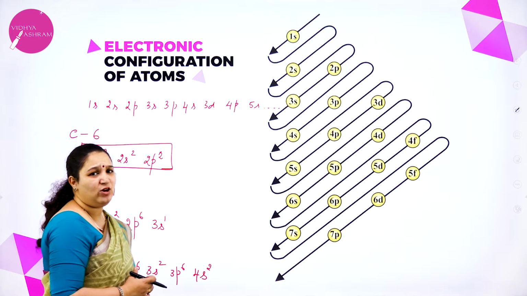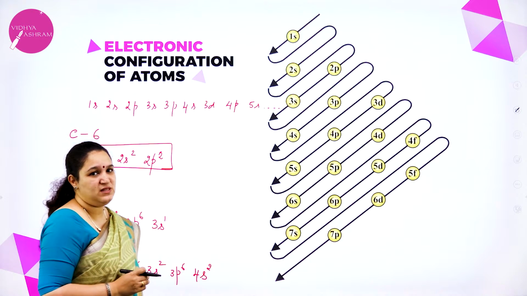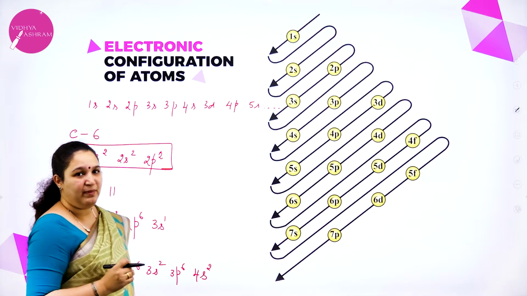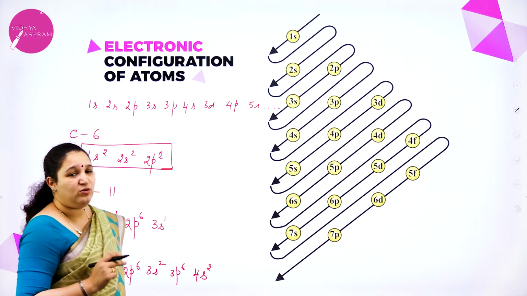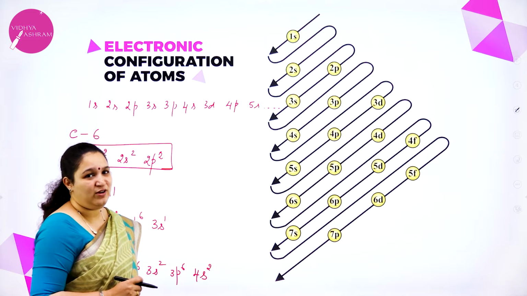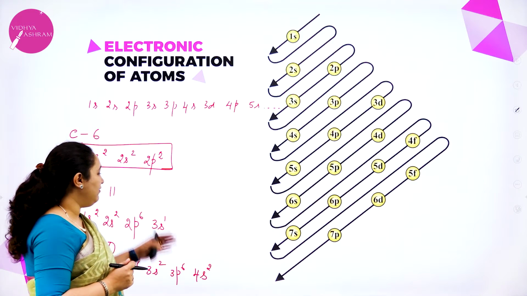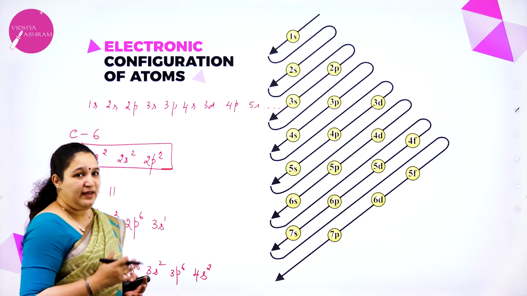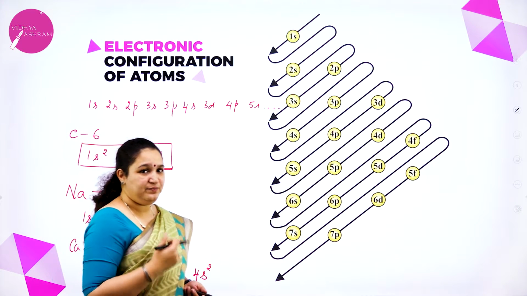We need to know the atomic numbers of the first 30 elements. Which element, what is the atomic number, you need to know it by heart, and also you need to know how to write the electronic configuration. So I hope you have understood this. You have also learnt it in school. Yet again I have explained it.